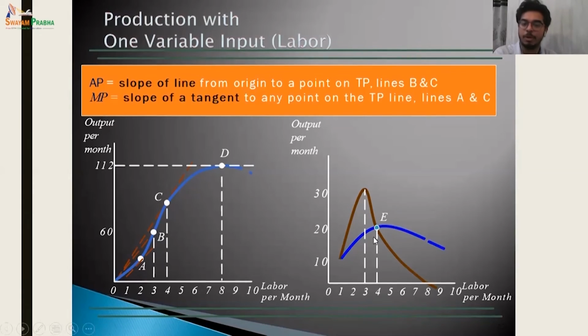On the left hand side of point 4, marginal product is greater than average product. On the right hand side of point 4, where the MP and AP are intersecting, average product is larger than the marginal product. And at point 8, with 8 labor, where the total product is maximum, the marginal productivity of labor is 0, and then when total product starts declining, marginal product goes negative.